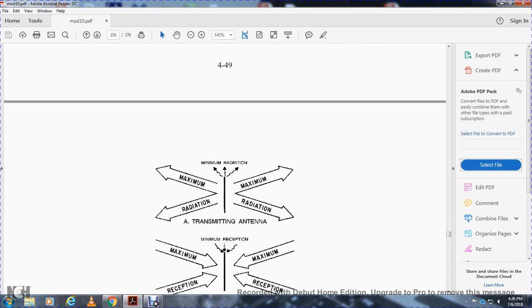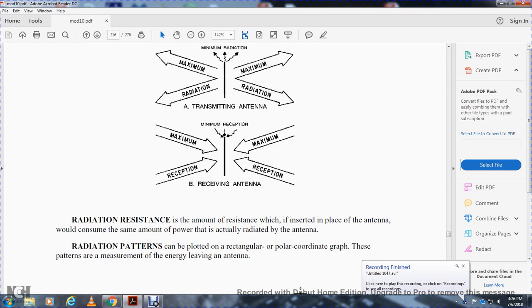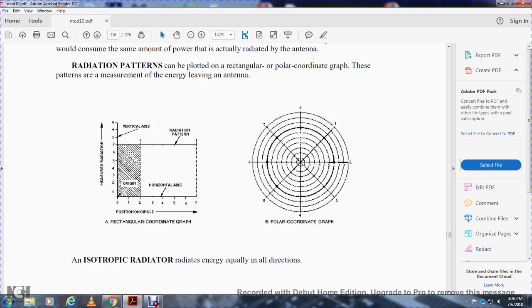Minimum radiation, minimum reception, maximum reception. Radiation resistance is the amount of resistance which, if inserted in place of the antenna, would consume the same amount of power actually radiated by the antenna. Radiation patterns can be plotted in rectangular or polar coordinates. These patterns measure the energy level around an antenna.